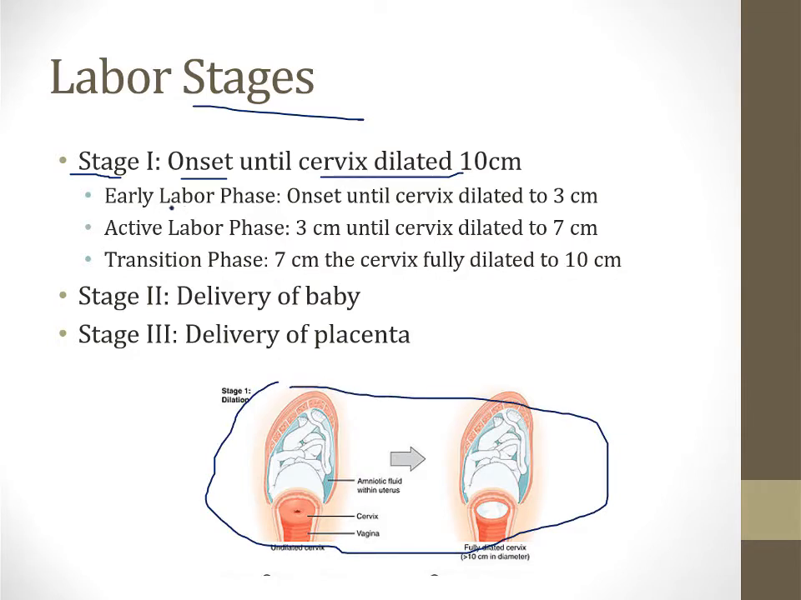Stage one is sometimes divided up into the early labor phase. That's the onset until the cervix is dilated to 3 centimeters. The active labor phase, which is 3 centimeters to 7 centimeters. And then finally, what's called the transition phase from 7 centimeters to fully dilated at 10 centimeters. Stage two of labor is the delivery of the baby, and finally, stage three is the delivery of the placenta.